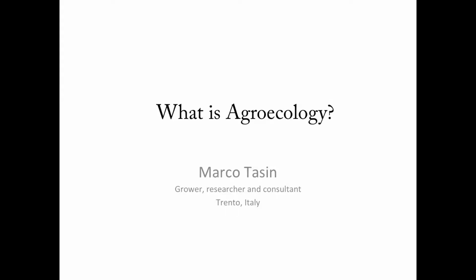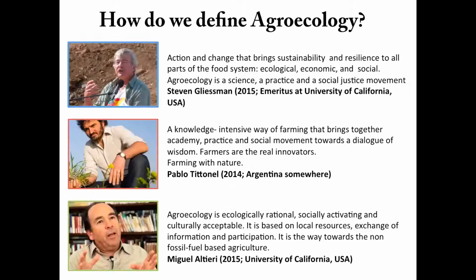And that's really amazing. I'll tell you first what agroecology is. Here I like to present three points of view. The first is Stefan Gliessman, who is one of the gurus of the subject. He is emeritus at the University of California, Santa Cruz. I have the pleasure of knowing him, and he says that agroecology is ecological, economic, and social change. It has to be all three, otherwise it's not agroecology. So it's science, practice, and social justice movement all together.